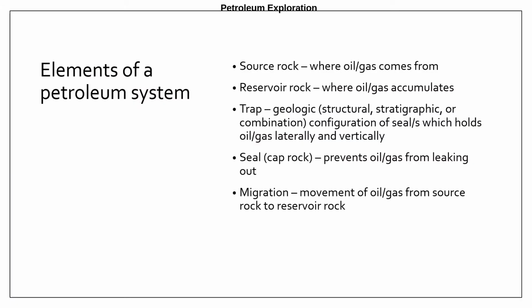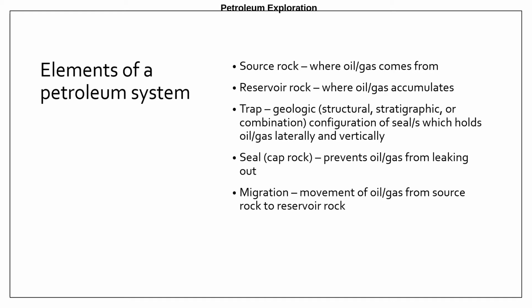Right, so let's discuss them one by one. The elements of a petroleum system. The source rock is where your oil or gas comes from, and then your reservoir rock is where they accumulate, and then the trap is a geologic structure. It could be a structural configuration or stratigraphic or a combination of both.